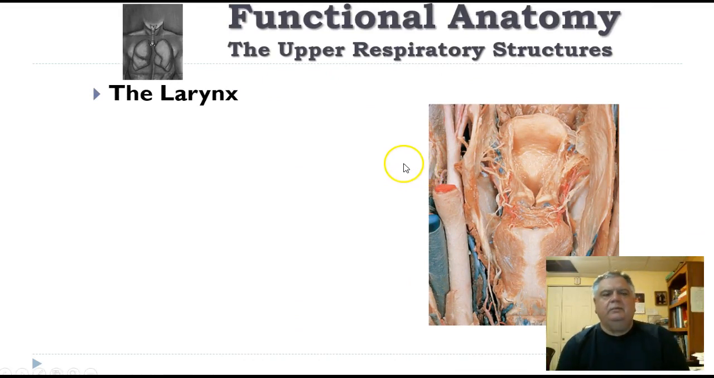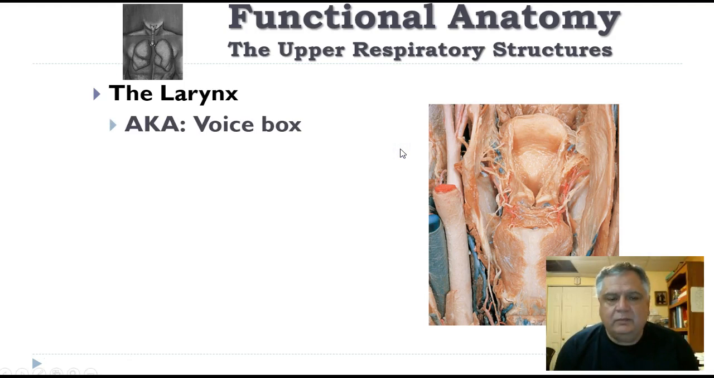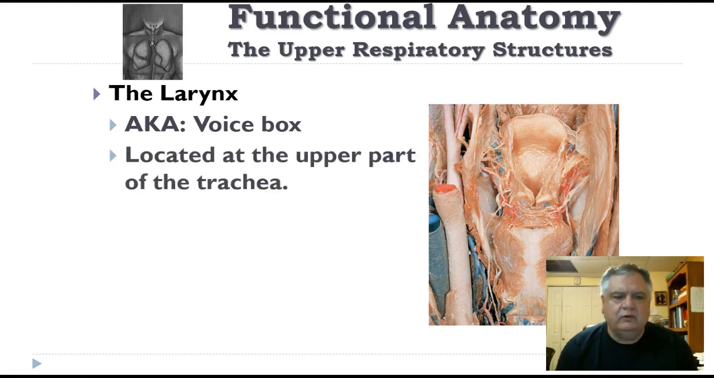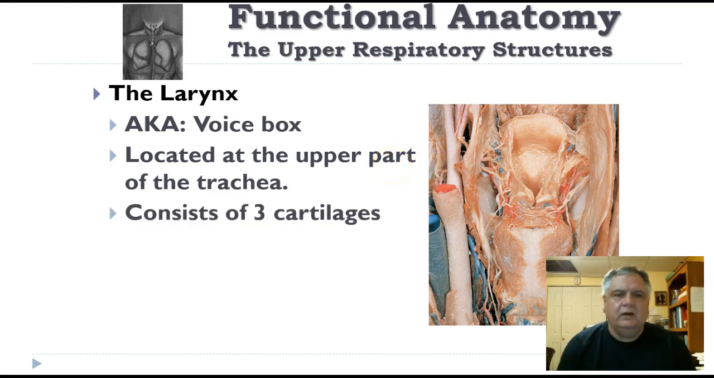Okay, next up, our next structure we take a look at is the larynx, and actually the epiglottis is part of the larynx. The larynx is commonly referred to as the voice box, but again, anatomy students, we're going to refer to it as the larynx. It's located at the upper part of the trachea, so it's perched right on the top of the trachea. It actually consists of 3 cartilages. One of those 3 cartilages we've already talked about, the epiglottis, is located here.